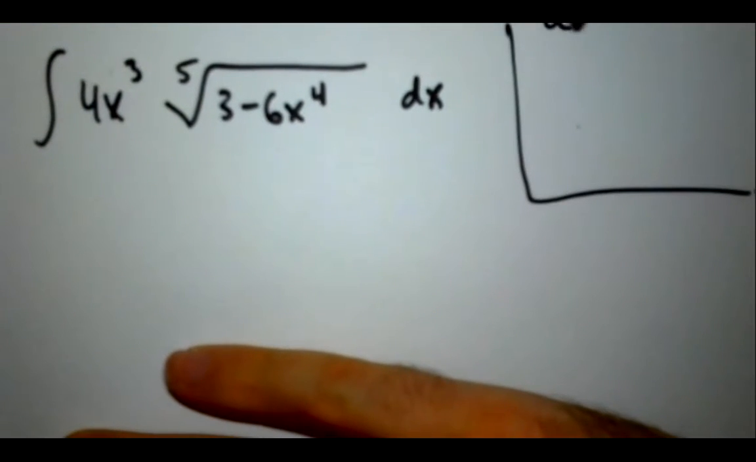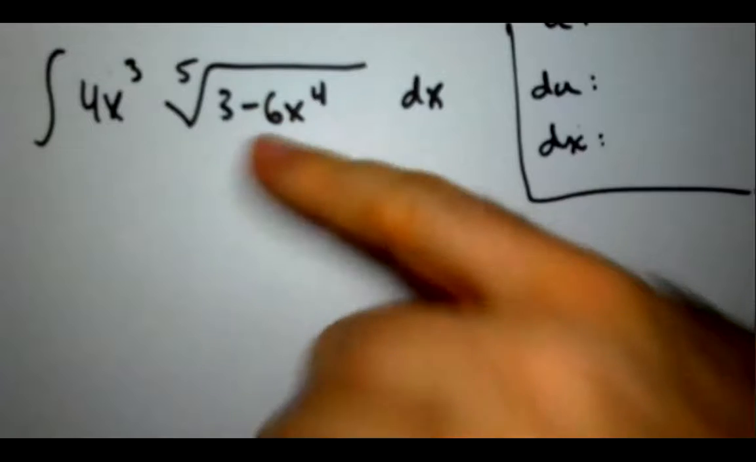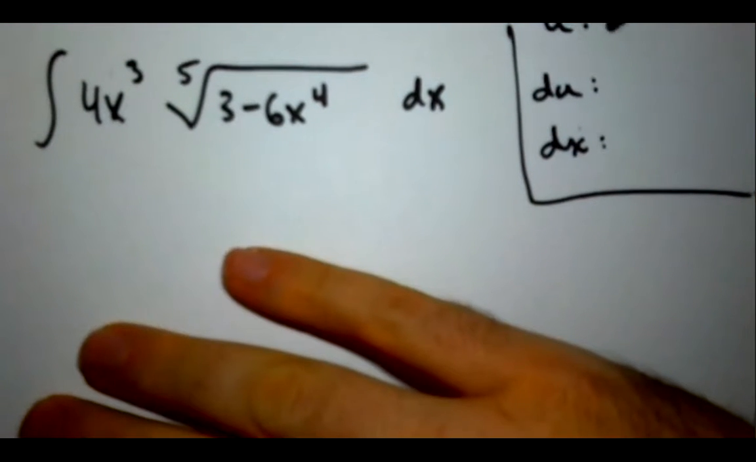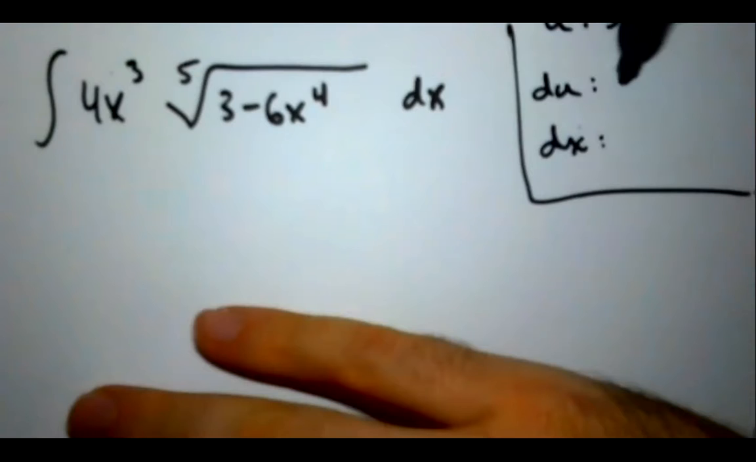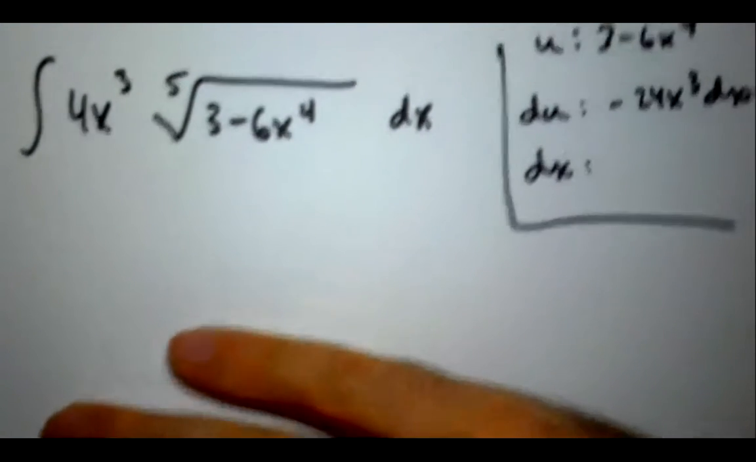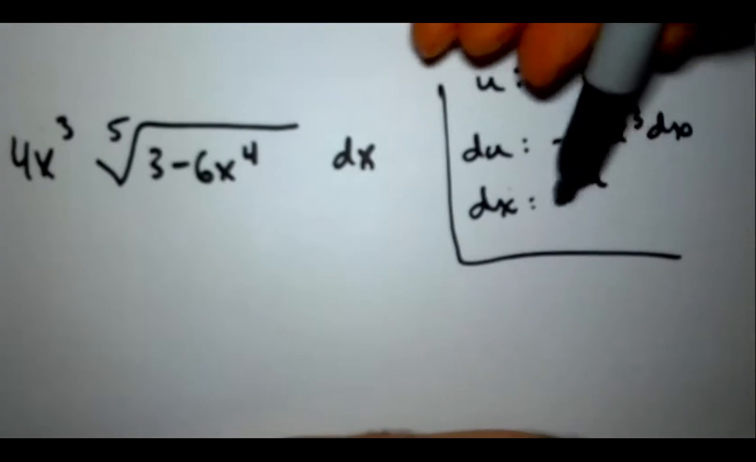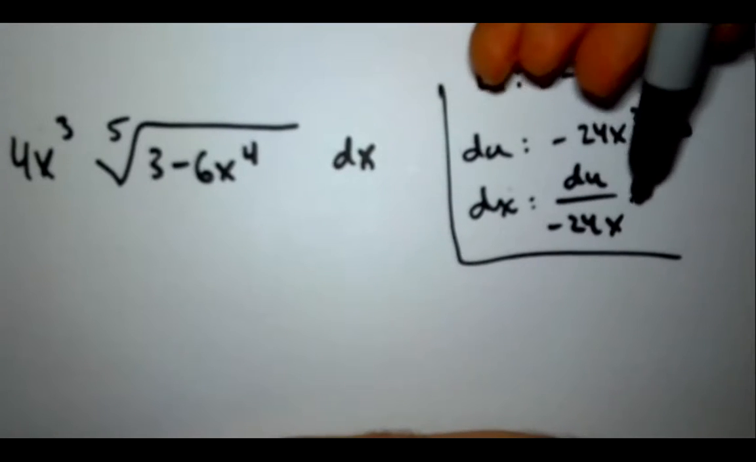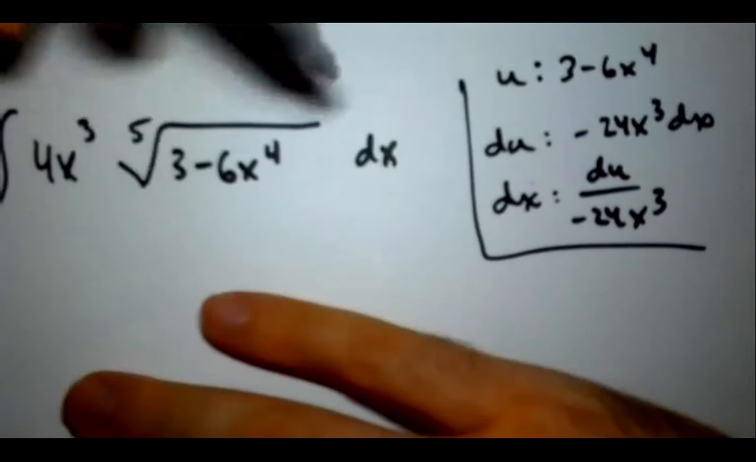So you're going to go with u and du/dx. So u is going to be 3 minus 6x to the fourth. It's going to make du negative 24x to the third dx. It's going to make dx equal to du over negative 24x to the third. And then we're going to take that stuff, come on over here and toss it in.